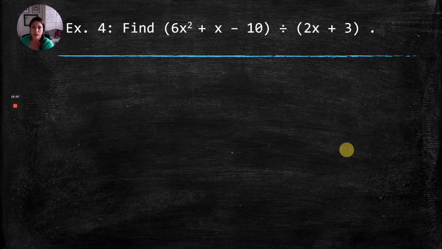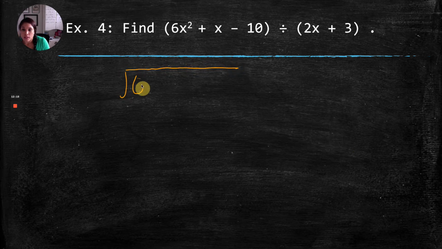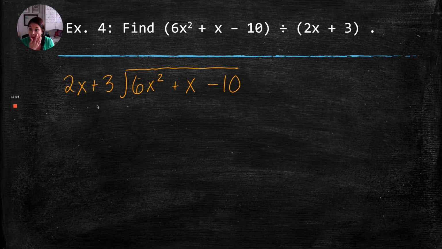Okay, let's complete another problem. So we have 6x squared plus x minus 10 being divided by 2x plus 3. Okay, so we're again focusing on the first term, 2x. I want you to think, how many times does 2x go into 6x squared? You know that 2 goes into 6 3 times. So you can start there, okay?